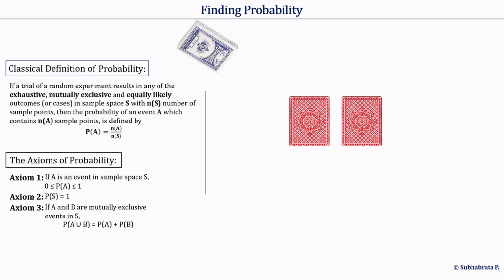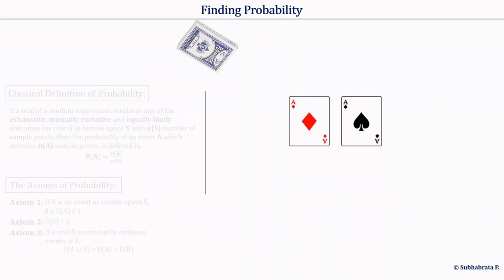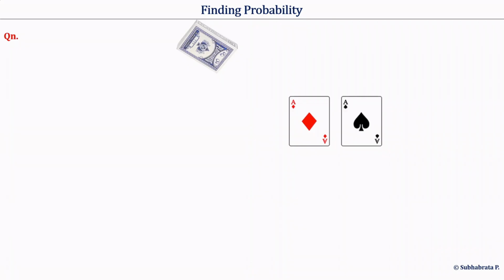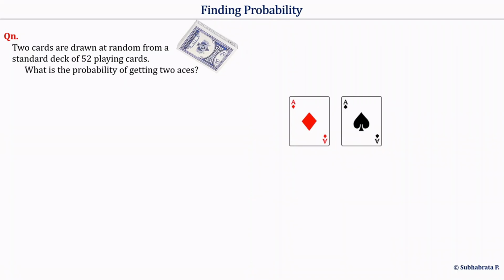What is the probability that both of these cards are aces, like this? So here is our question in a little more formal words. 2 cards are drawn at random from a standard deck of 52 playing cards. What is the probability of getting 2 aces from the deck of cards? Let's try to find the solution to get the answer to this question.